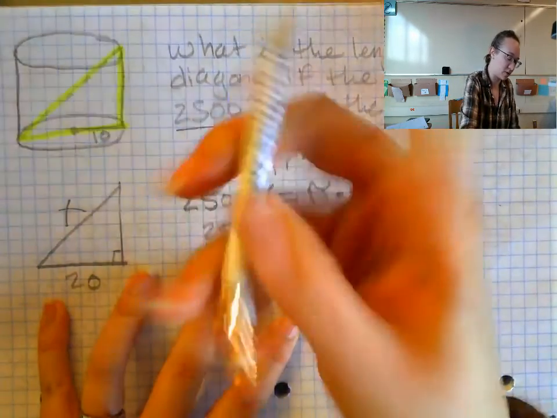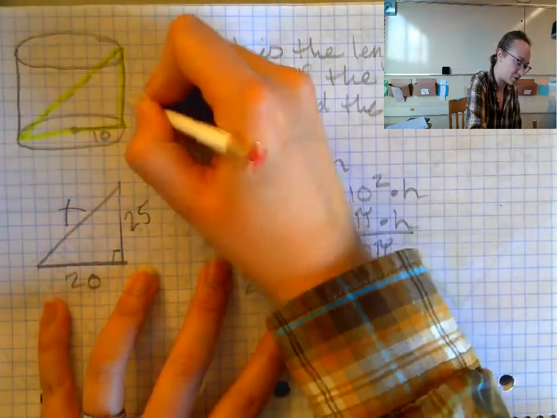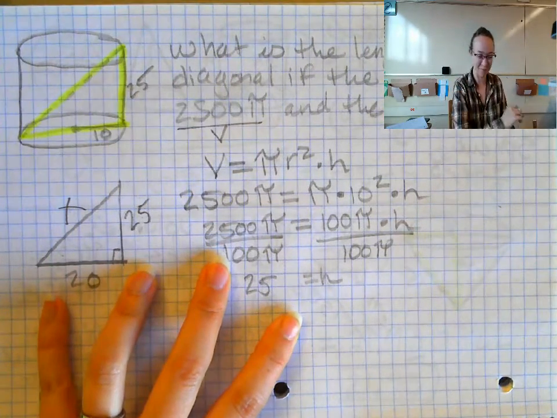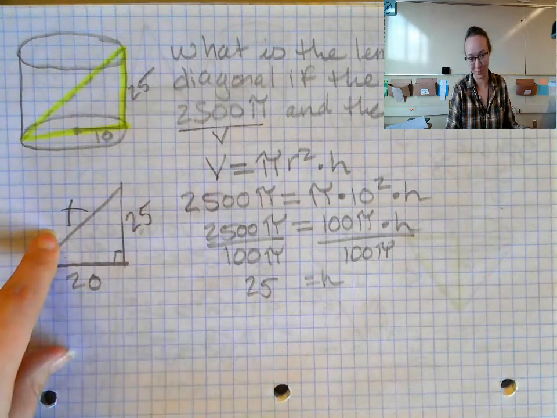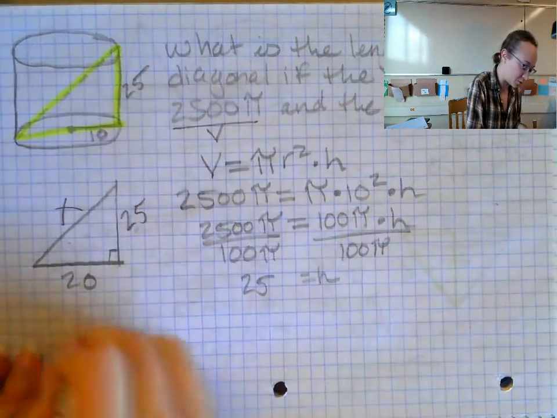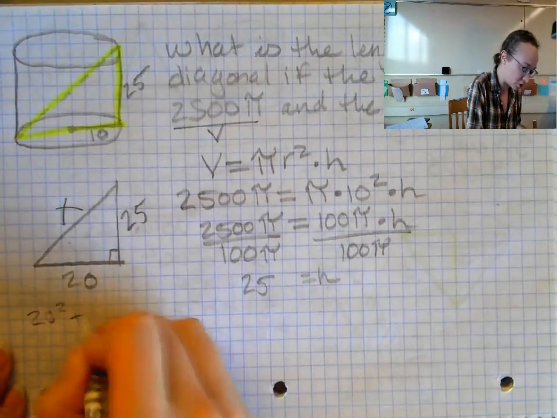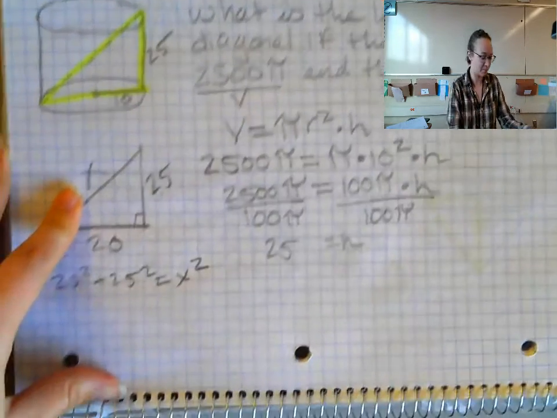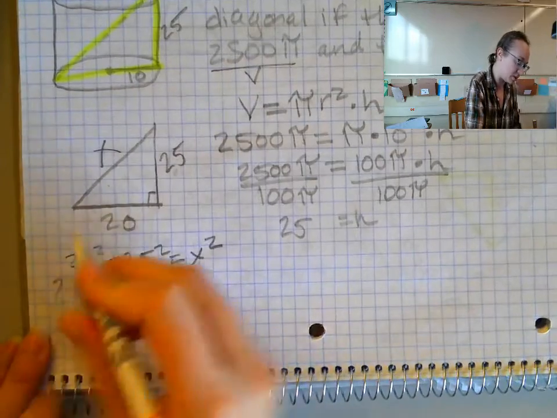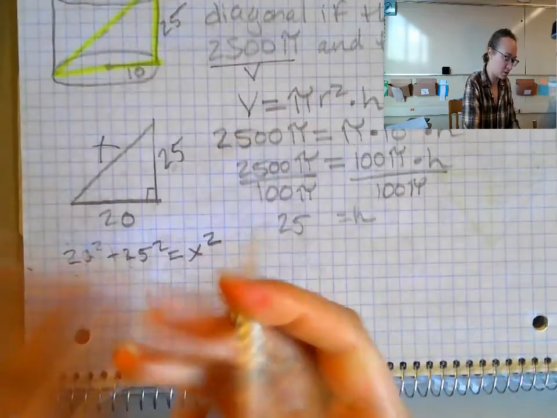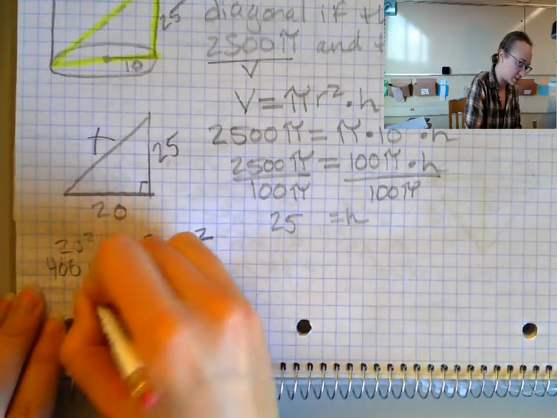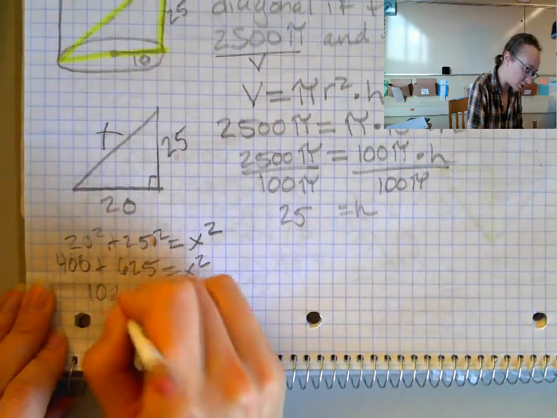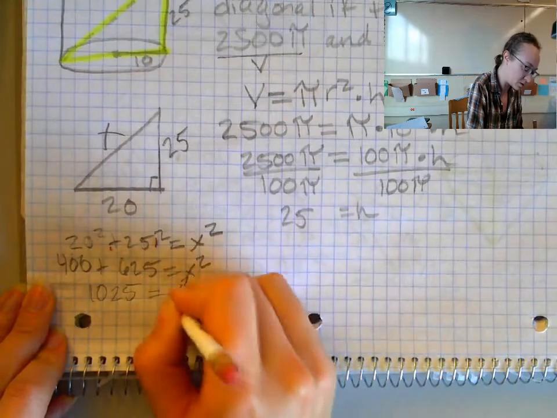So I'm going to fill that in over here. You can put it over here too, just for fun. 25. I found it. Woohoo! Yay for algebra. And so now I'm going to do the Pythagorean Theorem to solve for x. So this time 20 squared plus 25 squared equals x squared, because x is the hypotenuse this time. So that would be 400 plus 625 equals x squared. So 1025 equals x squared.